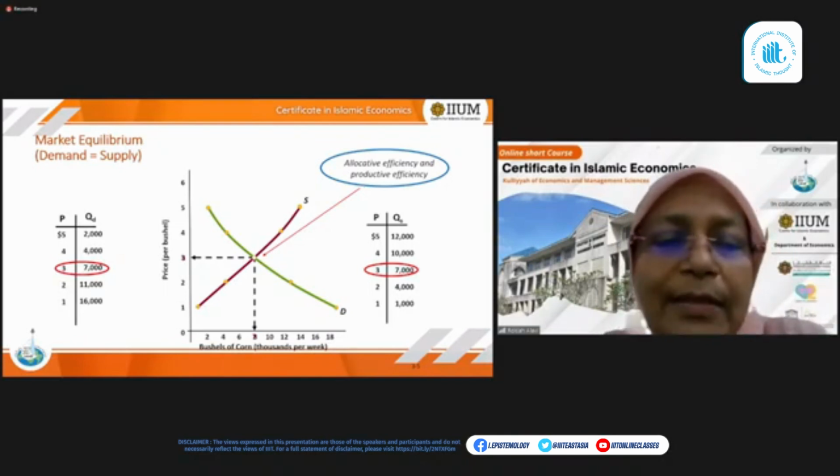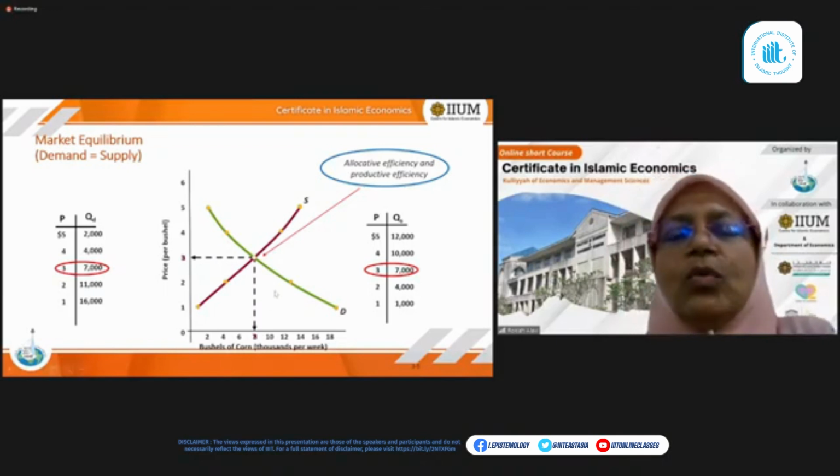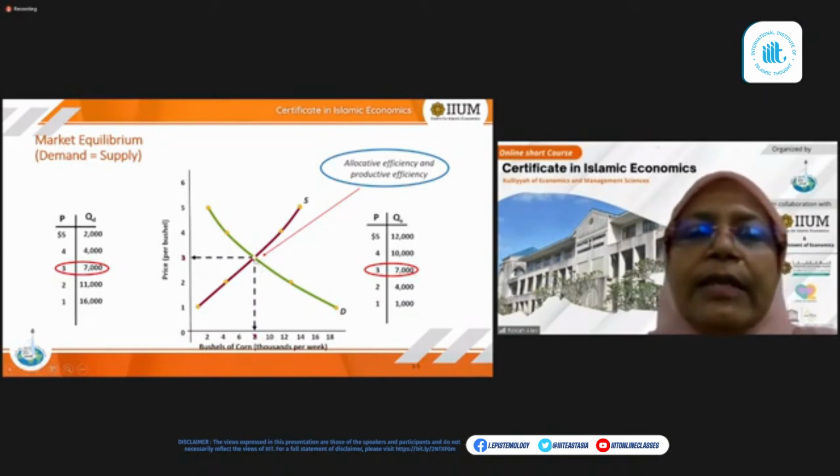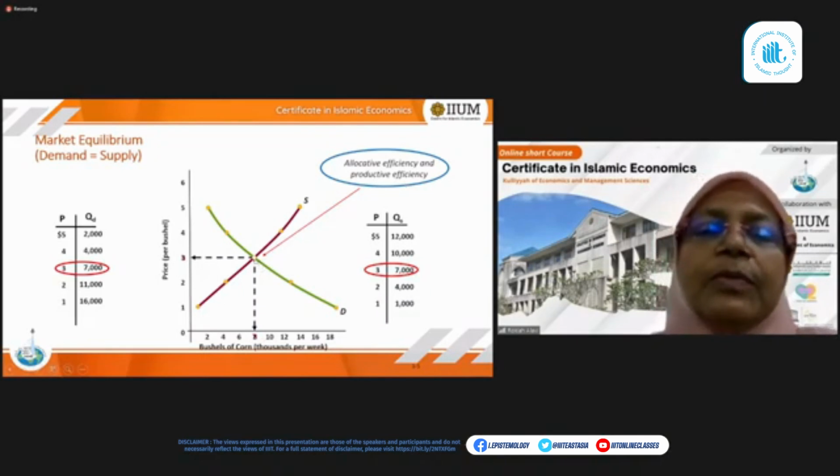If they want corn, they get what they want. So in that sense, what I'm trying to say here is that there are three important points. When the market is in equilibrium, there's an equilibrium price, that is $3, and an equilibrium quantity, 7,000. And when the market is in equilibrium, resources are allocated efficiently.